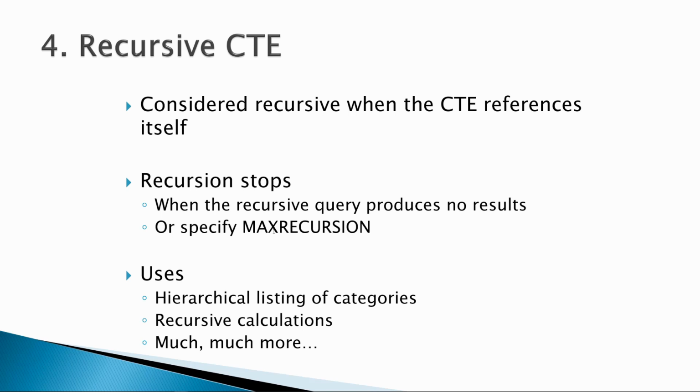Now, the recursion will keep going until it hits one of the following stop criteria. One is when the query produces no results, or referencing itself and going recursively doesn't give you anything new to add into your results, or when the max recursion is hit. The default on max recursion is 100. So if you're going 100 levels deep or less, that's a good default. But if you need to go more than 100 levels deep, you need to specify a different max recursion value.